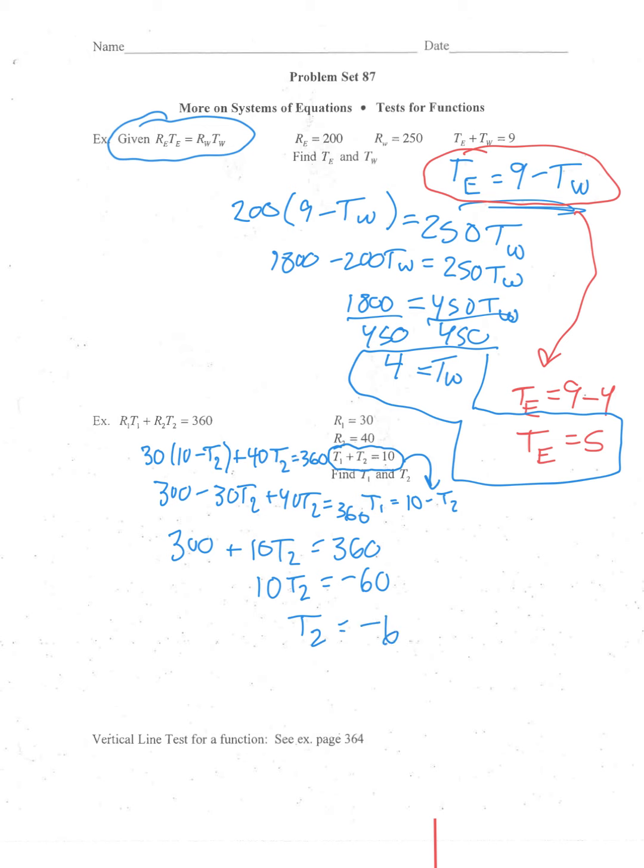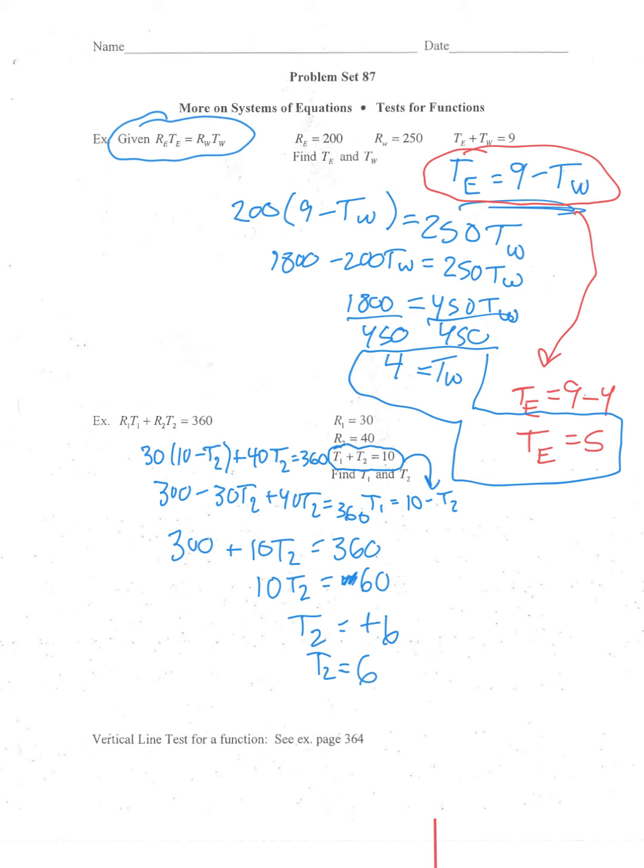And so what we get is t sub 2 is equal, oops, I made a mistake there. This actually should be a positive 60, because I'm doing 360 minus 300, which would make this a positive 6. So actually t sub 2 should be a positive 6. Sorry about that, but there it is. T sub 2 is positive 6.